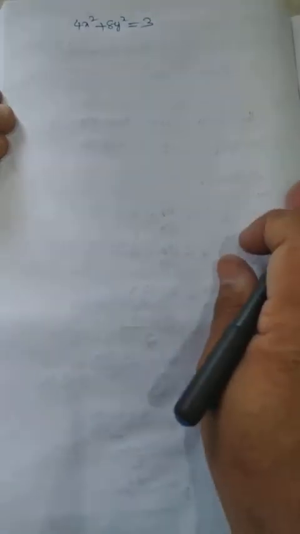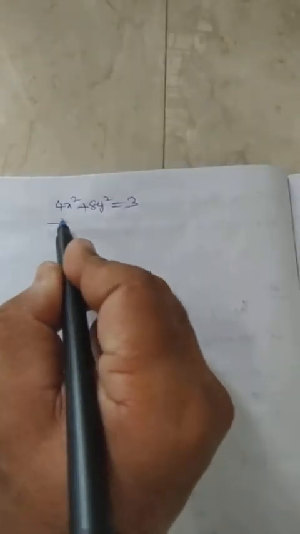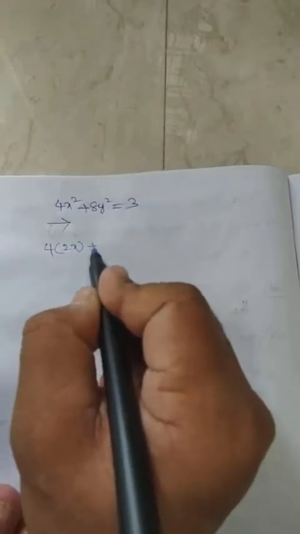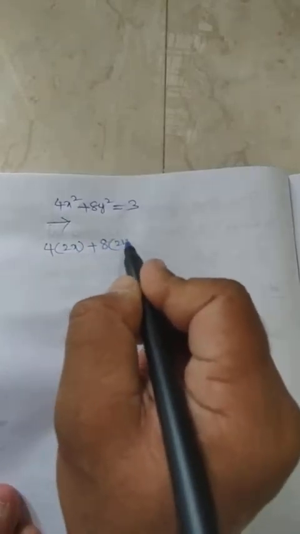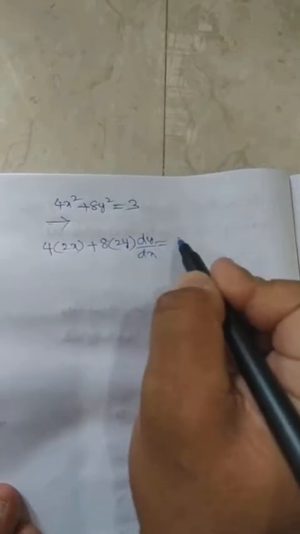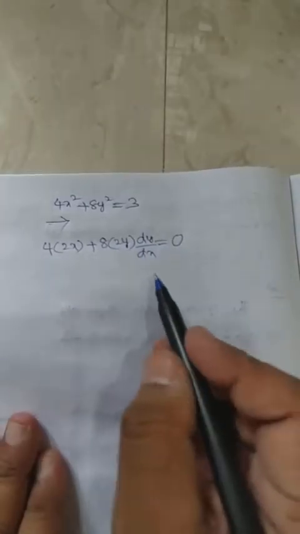Now for the second curve, derivating this curve with respect to x on both sides, what could we get here? 4 into x square derivative is 2x, plus 8 into 2y into dy by dx is equal to what? Constant derivative is 0.